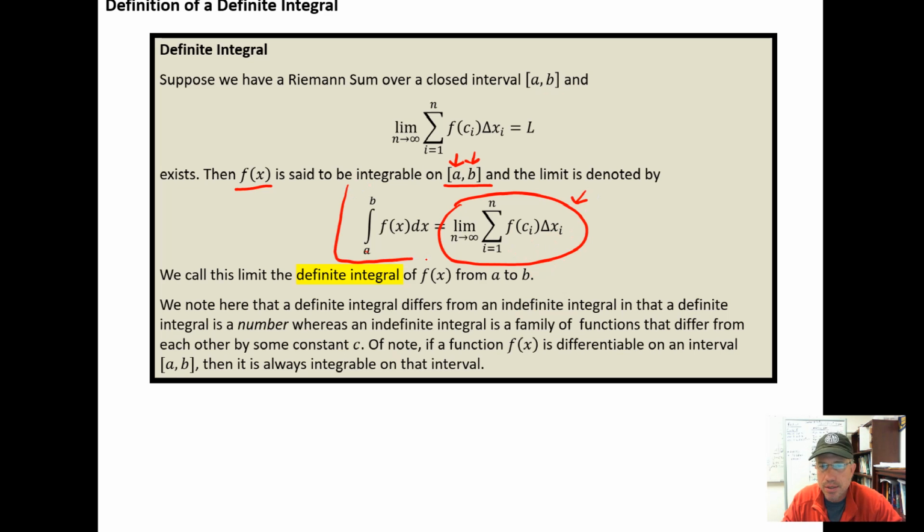We represent the definite integral with this symbol. So if you see this symbol, it's really telling you to find the signed area under the curve. It's that straightforward. Find the area.